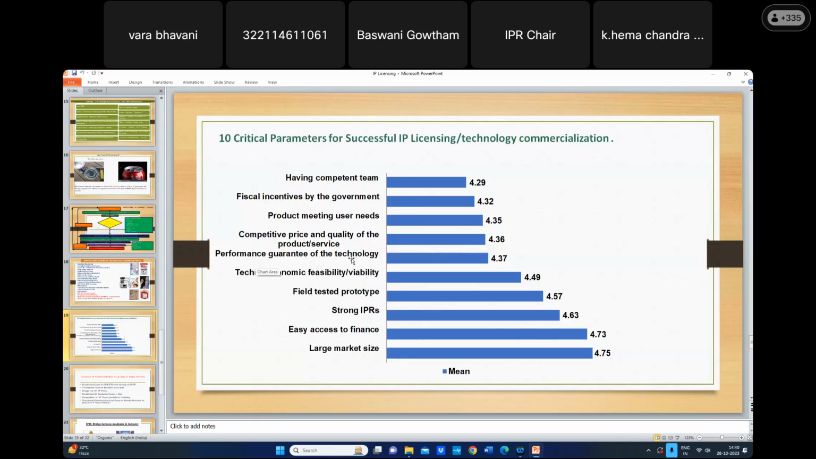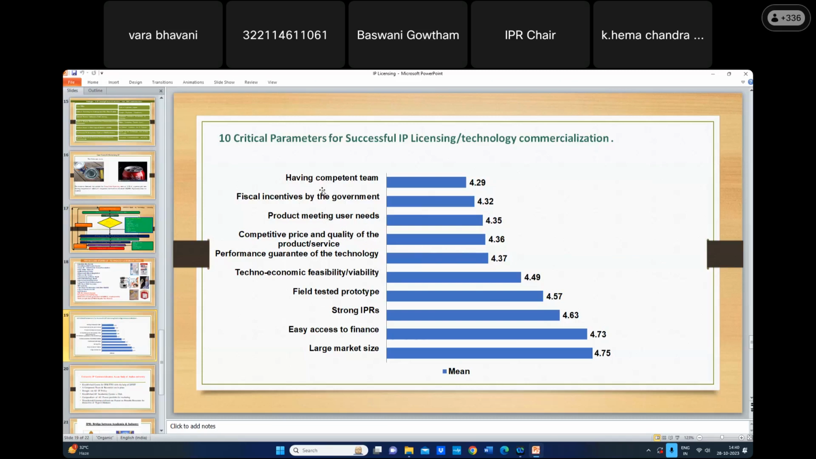Performance guarantee of the technology: the person or the institute, whichever is transferring this technology, should also give a performance guarantee, which also minimizes the risk. Competitive price and quality of the product or service is very, very important. Product meeting the user needs is essential.